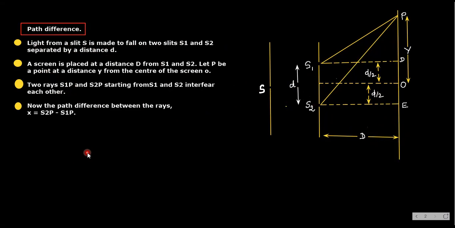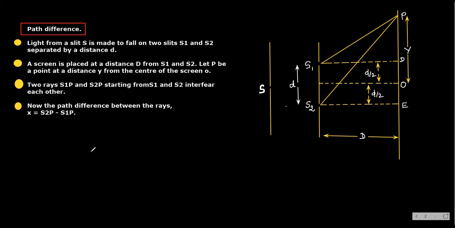Then let us suppose the path difference is x. X is the path difference means suppose this is the first wave, it is going like this, and this is another wave, it is going like this. If we take this subtraction, you will get the path difference. That is just S2P minus S1P.